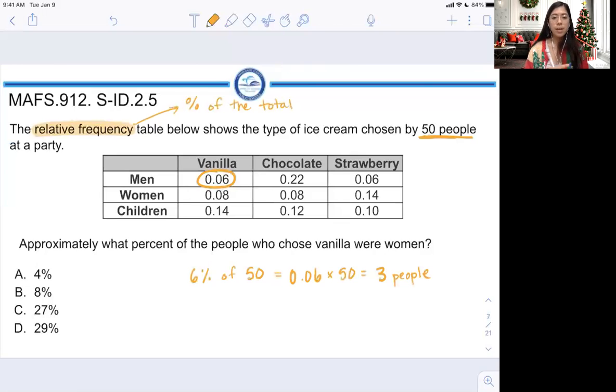Okay, so it's kind of like those numbers in the table are the percentages. So if you want to know how many actual people out of 50, you have to convert it, okay? So now what's this asking? This is saying approximately what percent of the people who chose vanilla are women. Who are the people who chose vanilla? How many or what percentage is that? The 0.06, 0.08, and 0.14. Okay, so all of that, how much does that equal? You can add them up. 0.28.